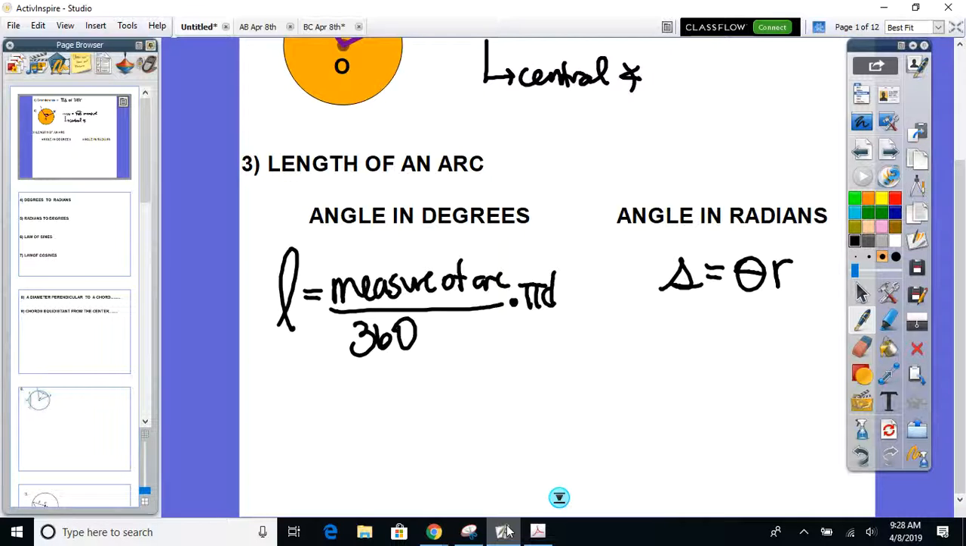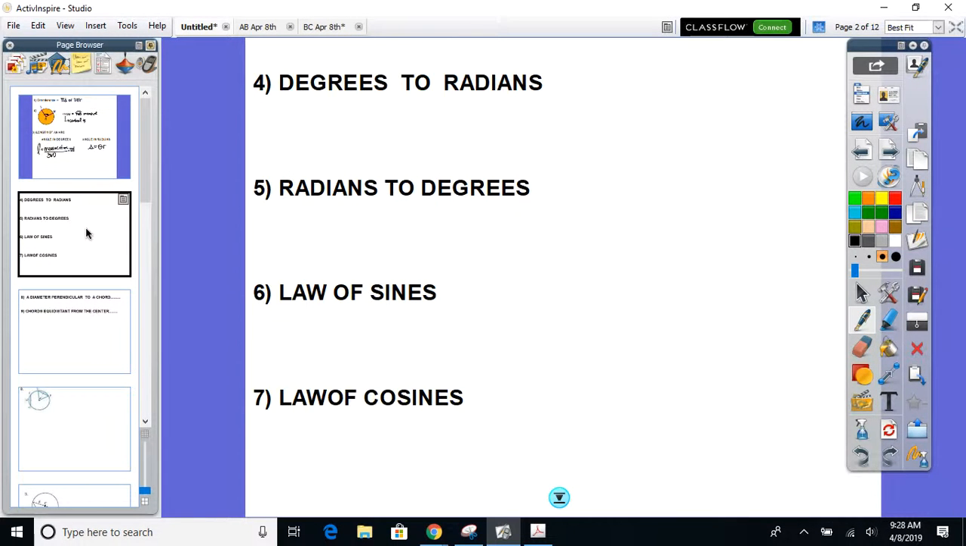Are you going to know both? Let's say you just decide to memorize this one. And the angle's in degrees. What do you have to have the ability to do? Speaking of converting, how do you convert degrees to radians? Hey, I get it.